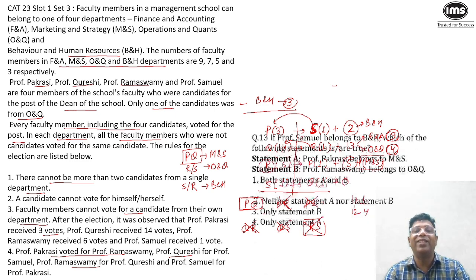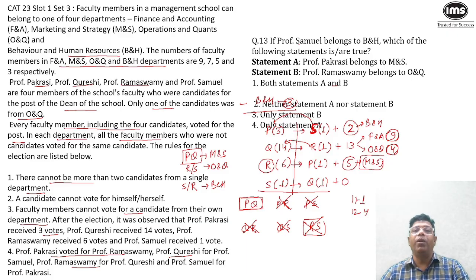Let's look at the next set. If Professor S belongs to B and H. Now for this particular statement, S comes from B and H. So for this case, S is from BH and R will become from O and Q, and P and Q will become M and S. So how many statements are true? P belongs to M and S. That is absolutely true. R belongs to O and Q is also absolutely true. So I would say both the statements are true. So option 1 is the correct answer for this one.